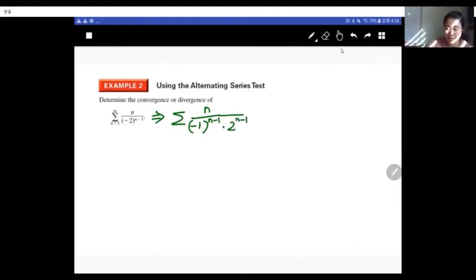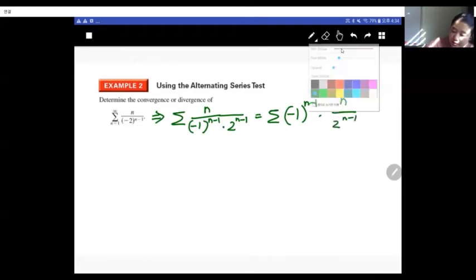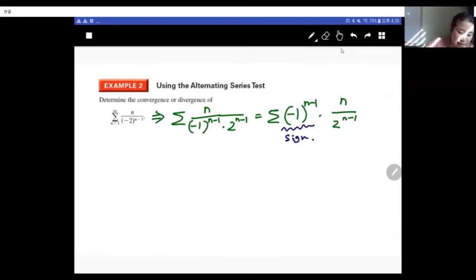I can split it like this and rewrite it with (-1)^(n-1) in the front, and then n over 2^(n-1). All right, so the first part decides the sign: positive, negative, positive, negative, positive, negative. And the second part is what? My a_n. So to determine whether it converges or diverges, we need to check two things.